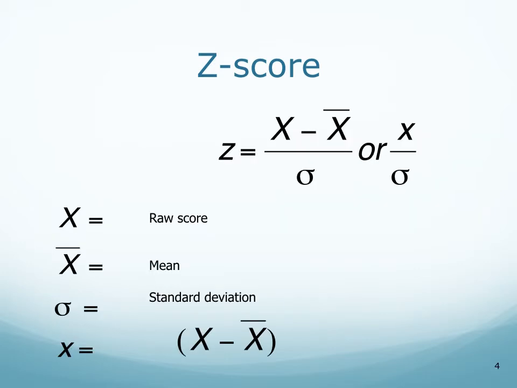What you have here is the formula for computing the z-score. Notice that you have three elements: the raw score, which is shown by x, the mean of the population, which is shown by x bar, and the standard deviation of the population, which is shown by a sigma. So we'll use these elements to compute the z-score.